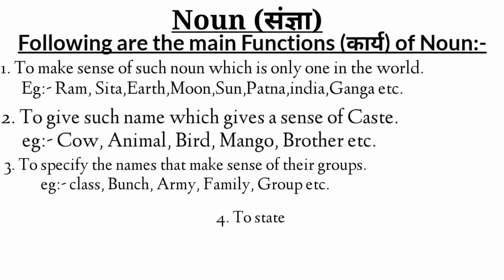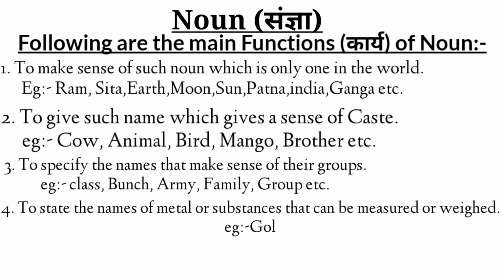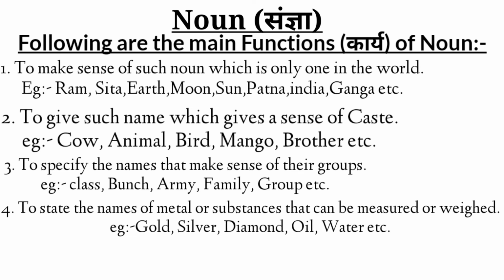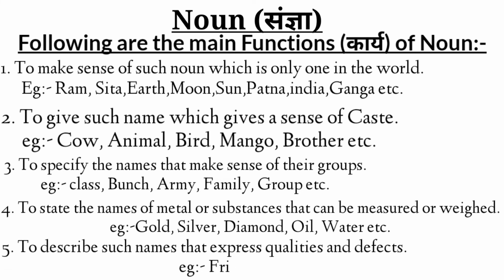The point 4 states that the names of metal or substance that can be measured or weighed. It means that noun gives the name of something that can be measured or weighed, such as gold, silver, diamond, oil, water, etc.